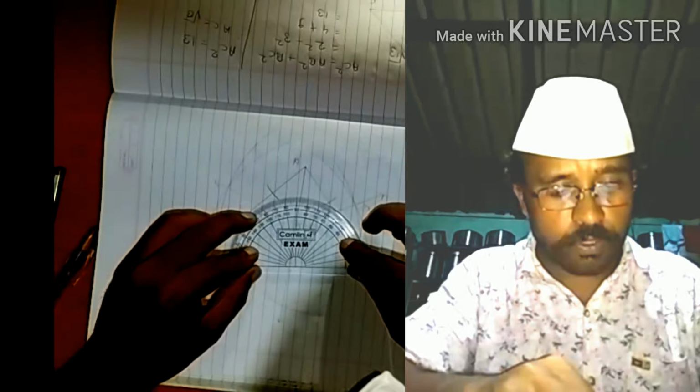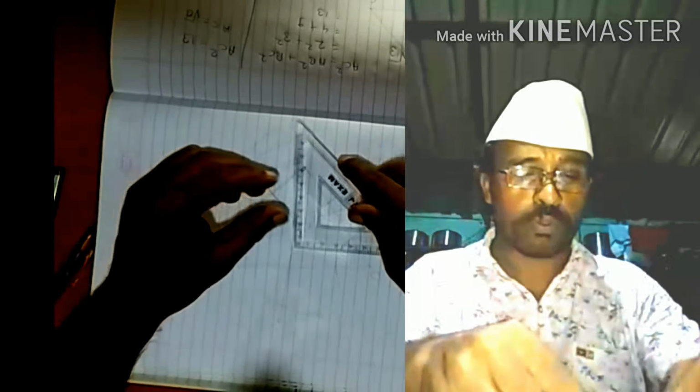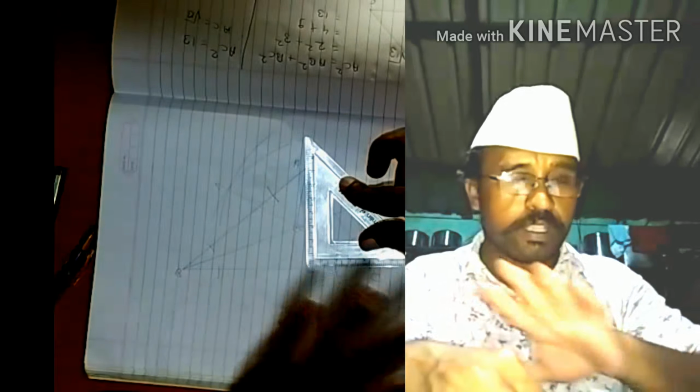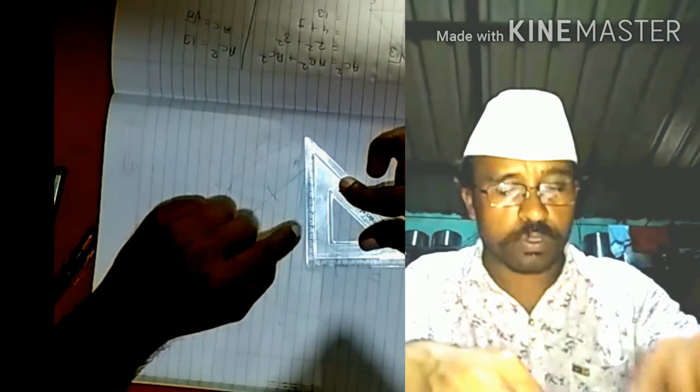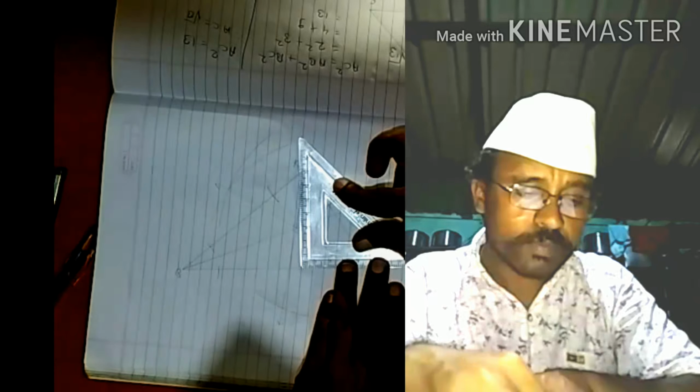How to draw a perpendicular? For that we have to use either the protractor or the set square. I will prefer to use the set square. I'll suggest you use the set square because locating this point is easier using a set square rather than a protractor. Okay, so I will adjust the base of the set square on this side. Adjusted. Got it? Now I have to adjust it such that this height should touch this point. So for that I have to slide it like this.